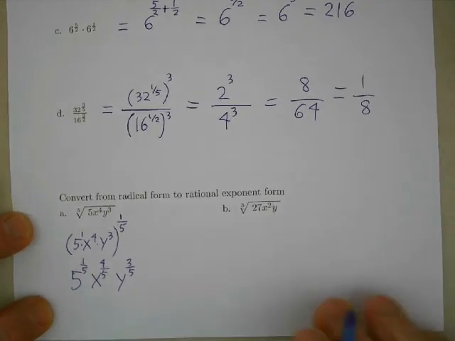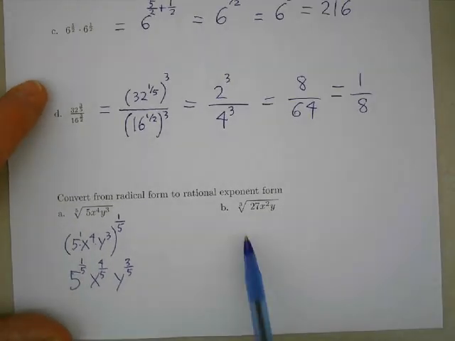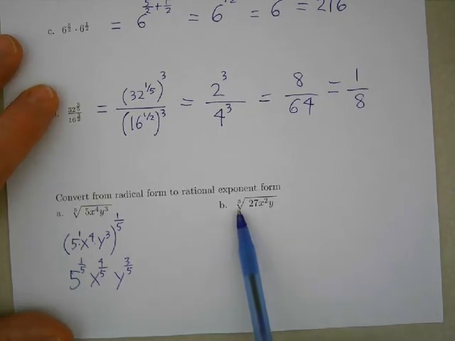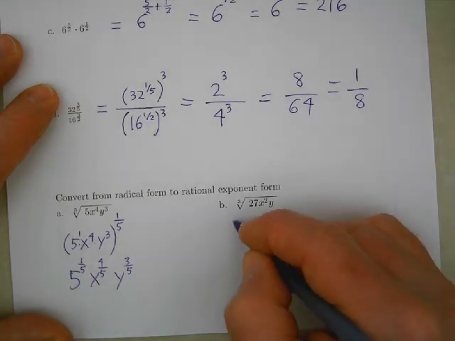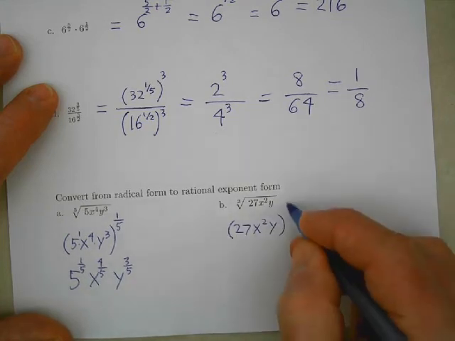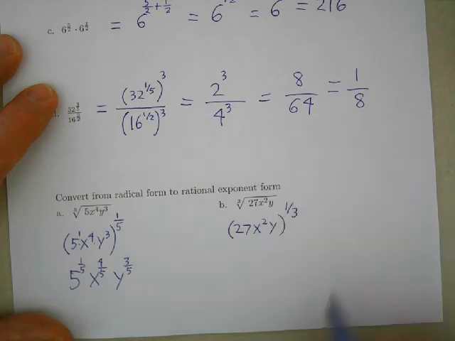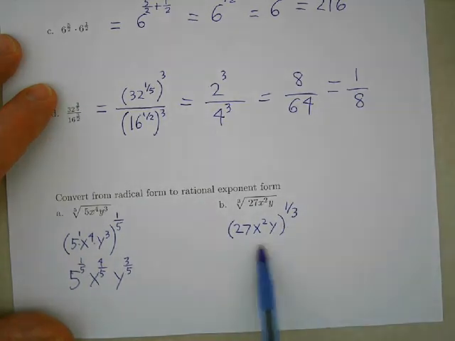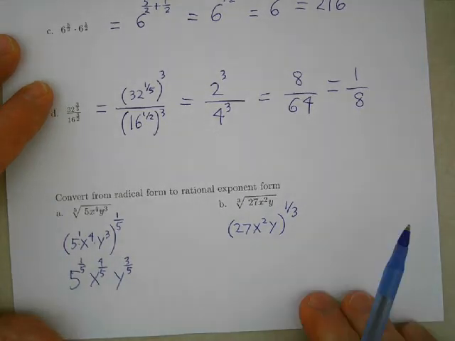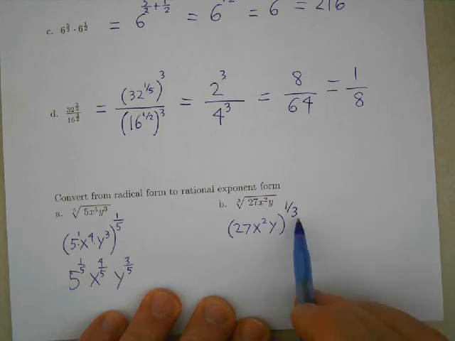Okay, in the next part, we'll also convert the radical to rational exponent form. This time, the index of the radical is positive 3. So we put in parentheses what's inside the radical, 27x to the second y, and then the outer exponent is 1/3. Okay, so this is equivalent to the radical form, it's just now in rational exponent form. Okay, so we will take it one or two steps further.